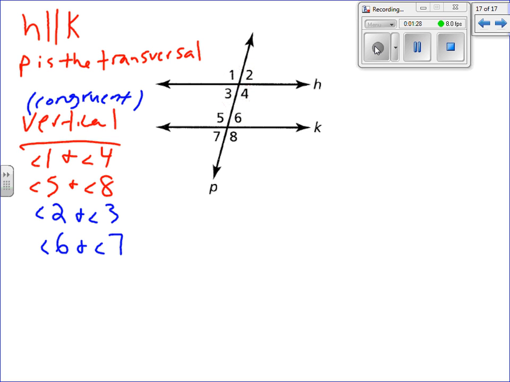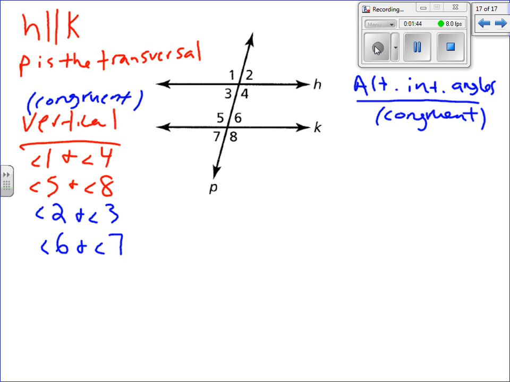The next one is going to be alternate interior angles. And again, alternate interior angles are congruent. So in this case, for our alternate interior angles, we look at the 4 interior angles. So we're talking about inside the 2 parallel lines. We're talking about 3, 4, 5, and 6. Alternate meaning on opposite sides of the transversal. So the first one's going to be 3 and 6. And the second set is 4 and 5. So 3 is equal to 6, and 4 is equal to 5.